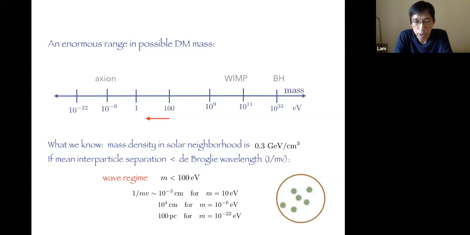Another example, a typical QCD axion mass. Of course, the mass has a very large range, but if I pick a fairly common mass, which is 10 to the minus 6 electron volt, the de Broglie wavelength is considerably smaller, 10 to the 4 centimeter, but it's still pretty big, in the sense that we are still in the wave regime.